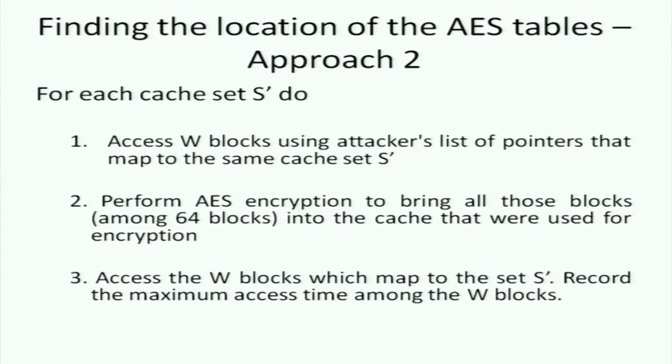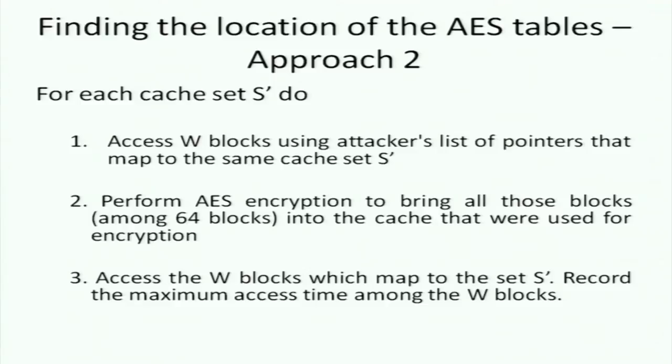So what we did now is to modify the attack. It makes it more time-consuming, but this is the attack. Now for each cache set S prime, we do the following. So there are two loops over here. The previous attack had only one loop. For each cache set S prime, do the following. Access the W blocks using the attacker's list of pointers that map to the same cache set S prime.